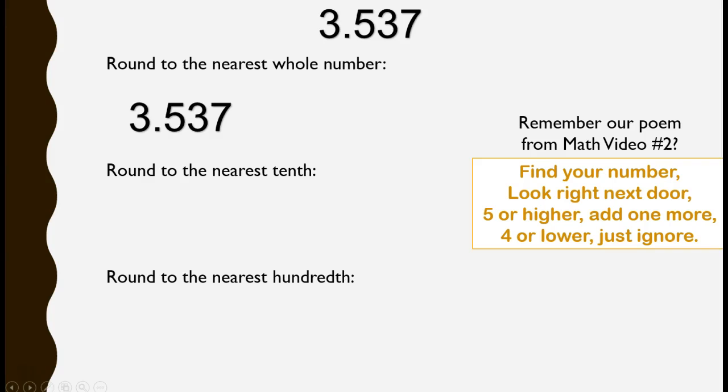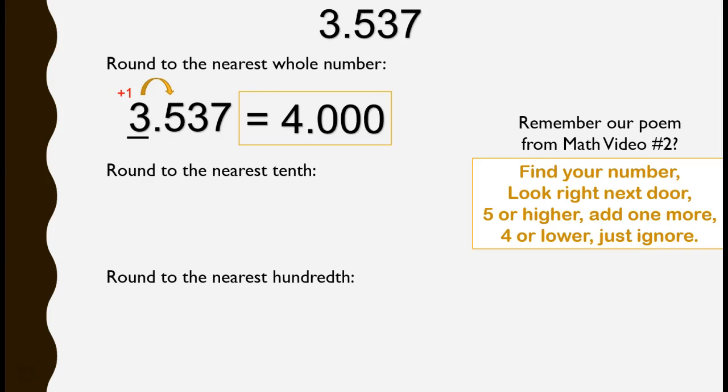Okay, so here's our number. Remember our poem from math video number 2? Find your number. That's the place value that we're rounding to, the nearest whole number. Look right next door. 5 or higher, add 1 more. 4 or lower, just ignore. So we're going to add 1 to the 3, and then everything to the right is going to become a 0. Now, since those zeros are not placeholders, there's no other digits, we actually can just write 4.